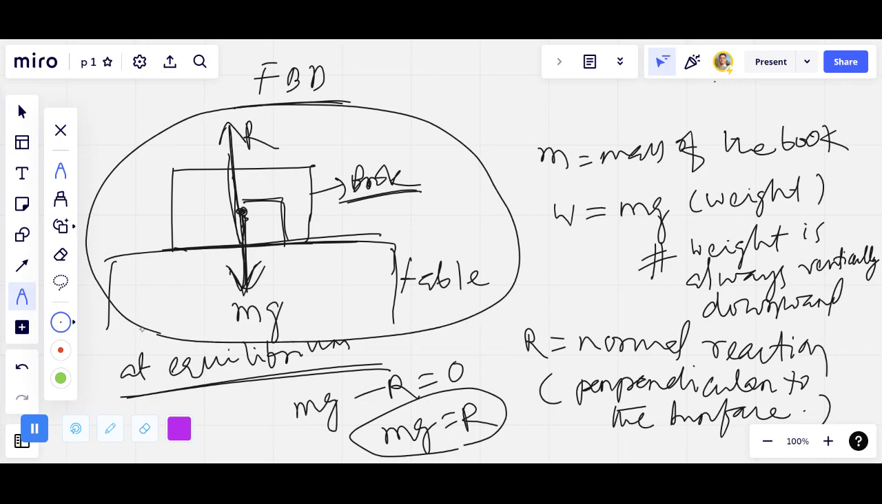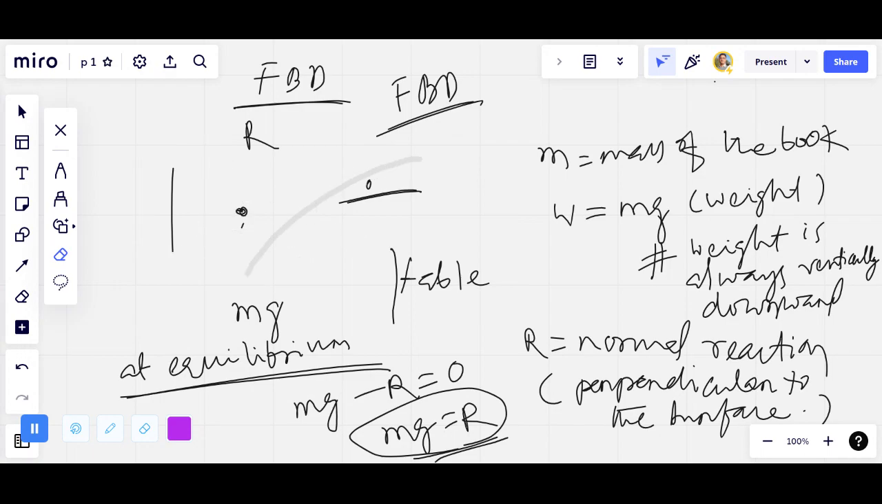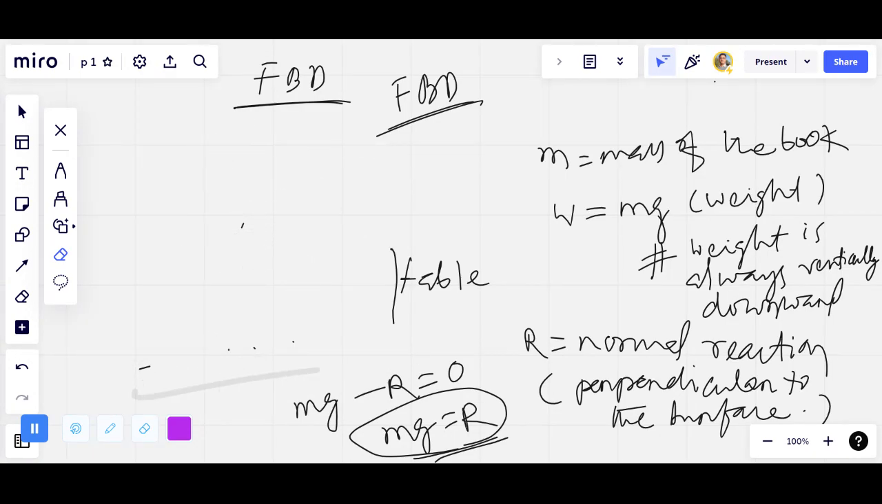So the beauty of this topic is to draw the free body diagram, FBD. Find what forces are acting on that particular system and how they are related. Here this book has two forces. One is its own weight, another is the normal reaction from the table. So at equilibrium, since the table is not breaking, mg minus R equal to 0, so mg equal to R. Quickly we'll move to some other diagram to understand the free body diagram.